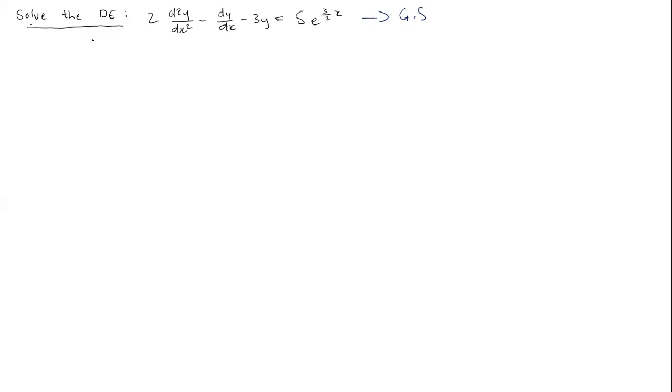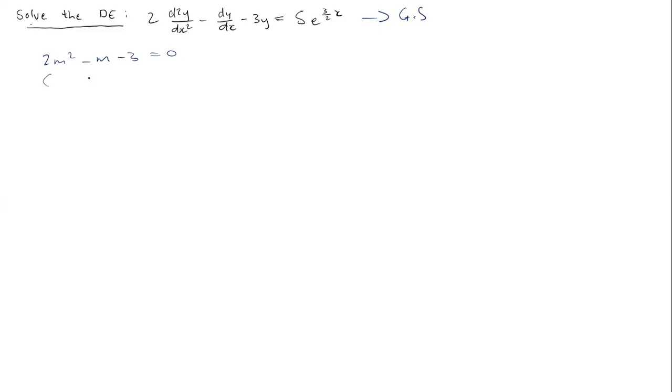Simple. Set up the complementary equation. We have 2m squared minus m minus 3 is equal to 0. So what are we doing here? We want to determine the complementary solution, right? Not the particular integral. We want to determine the characteristic equation.